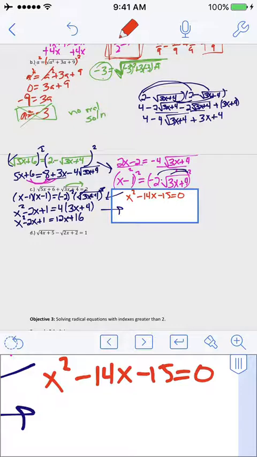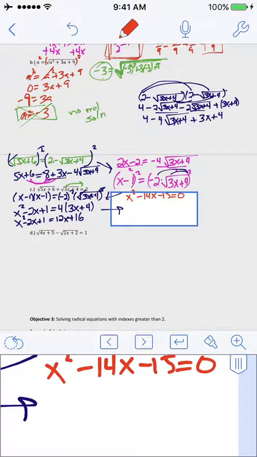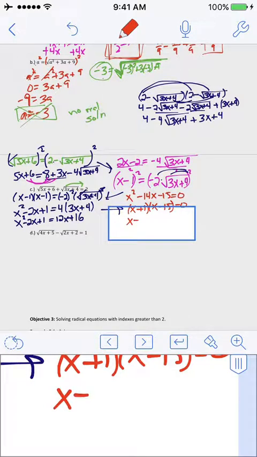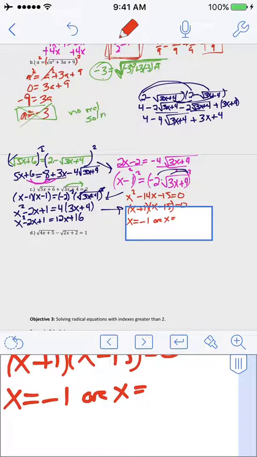Now I've got to factor: what two numbers multiply to negative 15 and add to negative 14? That would probably be negative 15 and 1. So this will factor to x plus 1 times x minus 15 is equal to 0. By the zero product property, x is equal to negative 1, or x is equal to positive 15. Those are my two proposed solutions, my two maybe answers, but we've got to check that they actually work.